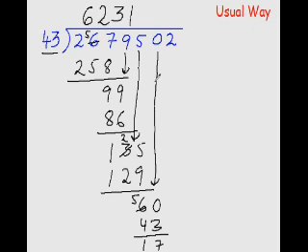Now drop down this 2. Thankfully this is the last digit. This is 2 here. Now 4 will go how many times in 17? So 4 times 4 is 16. So I write 4 here, and once again I multiply this. So 4 times 3 is 12.